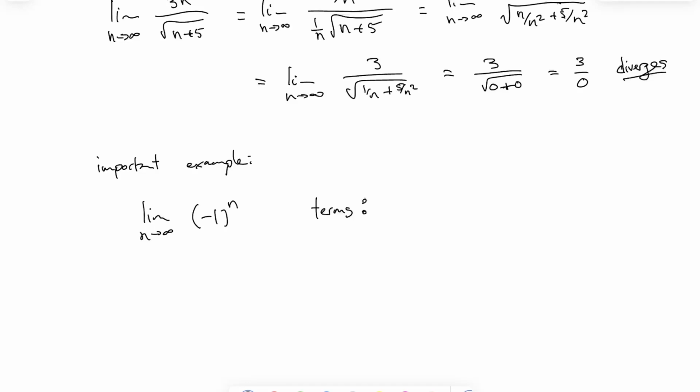If you write out the terms here, you would start with n equals 1. -1 to the 1 is -1. And then -1 squared is +1. And then -1 cubed is -1 again, and +1, etc. All right? So these terms look like that. And the question I'm asking about that lim is, as you go down the list forever, what do these numbers get closer and closer to? Or perhaps they do not get closer and closer to anything. What would you say?